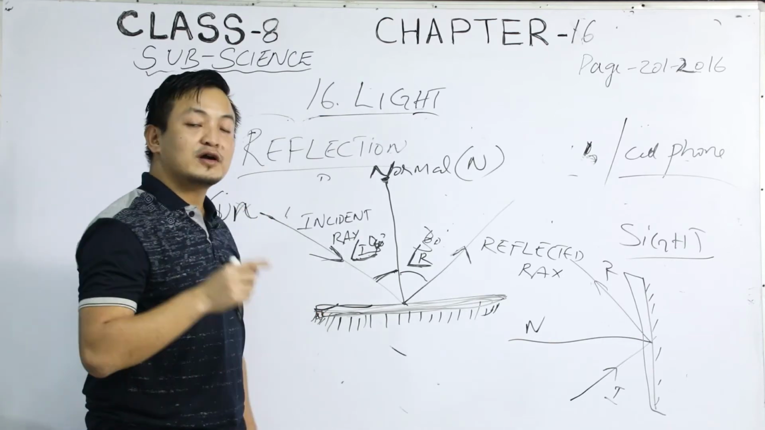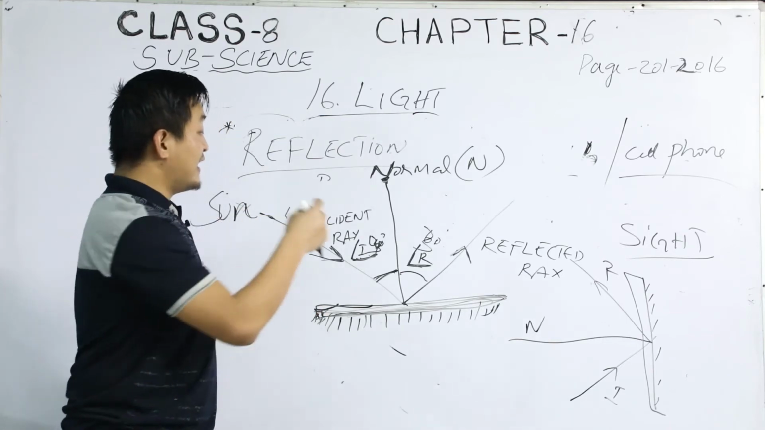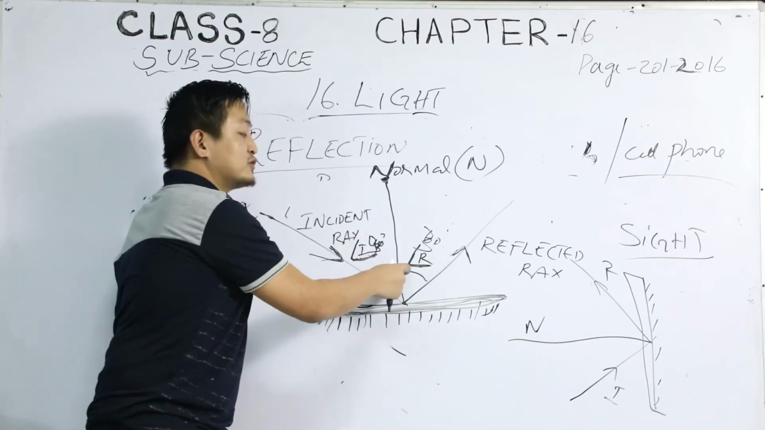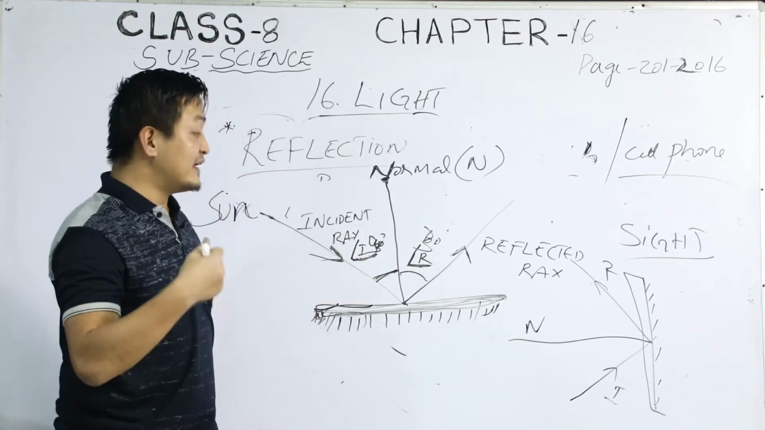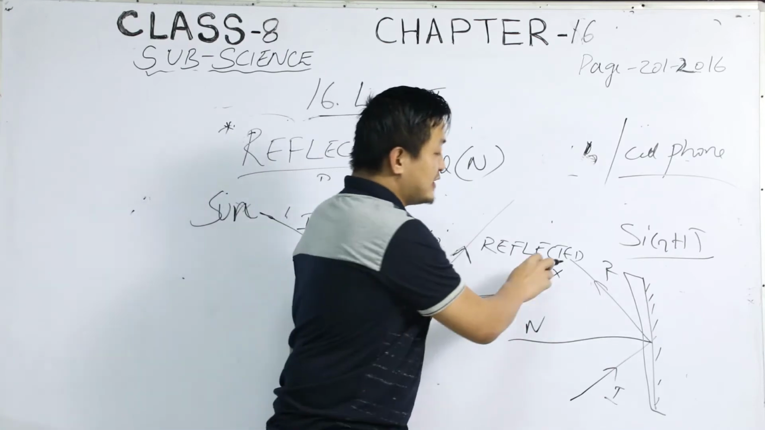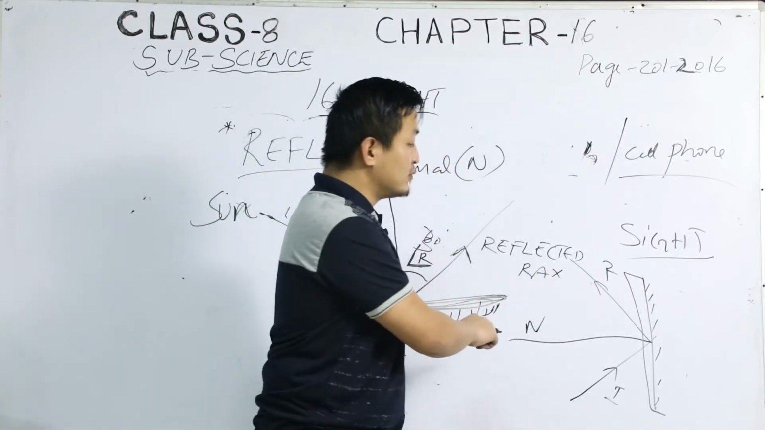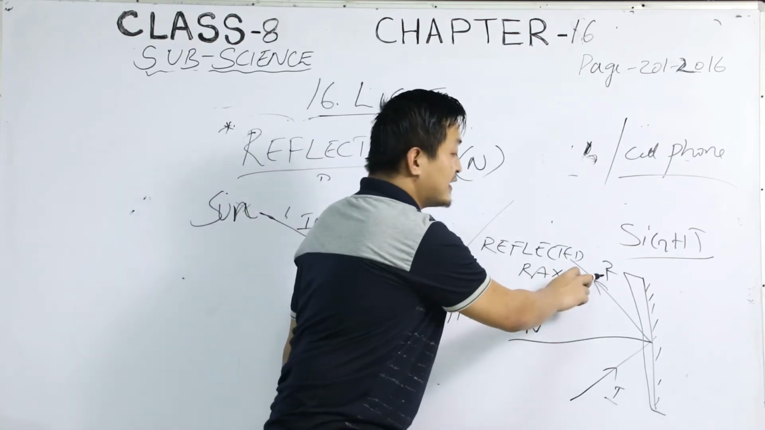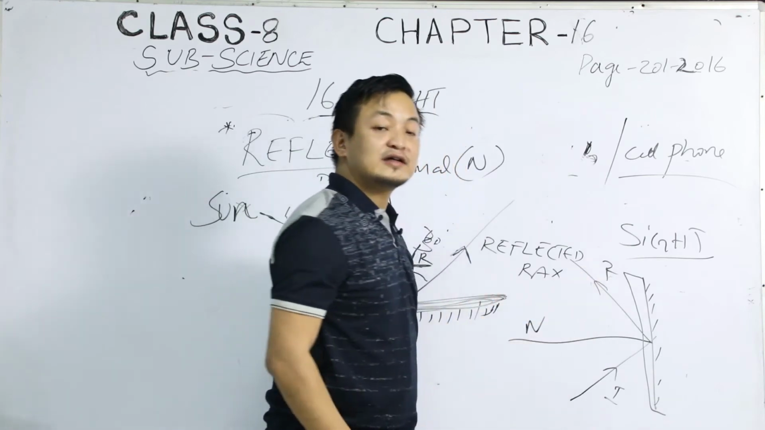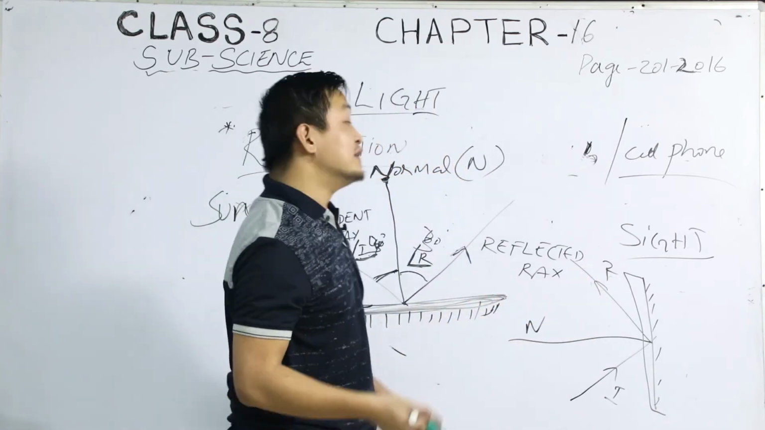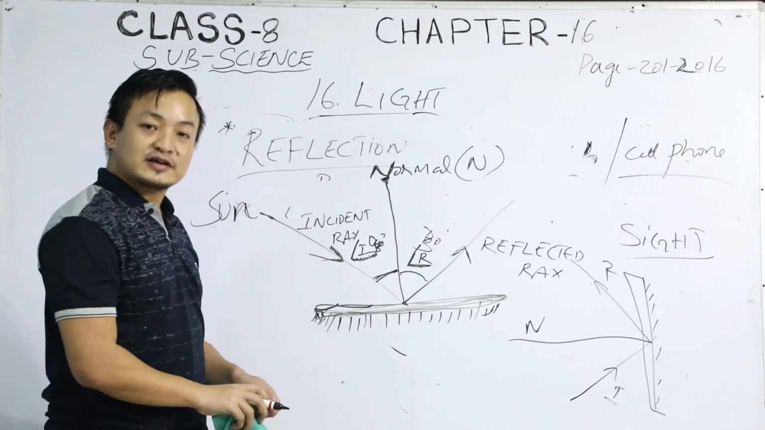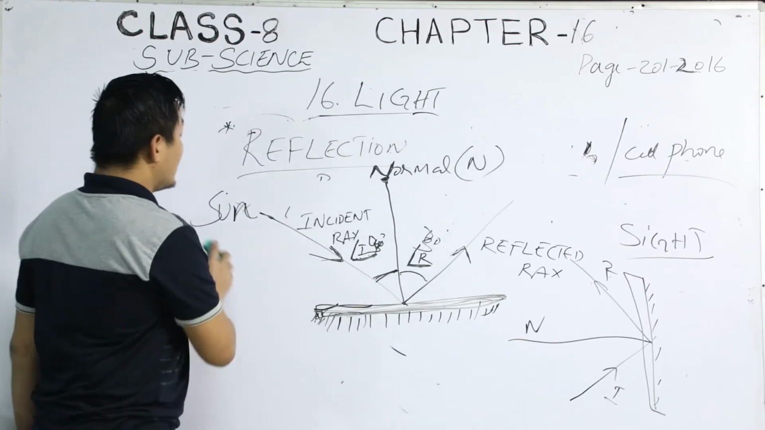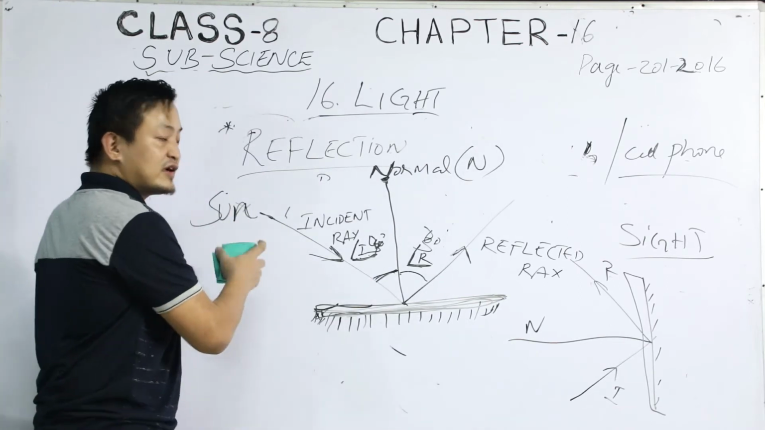So from here we are clear with the two points, right? That the angle of incidence is always equal to the angle of reflection. In the other one, the incident ray, the normal to the point of incidence, and the reflected ray all lie in the same plane. So that is the law of reflection. Okay, so now I'll write the law of reflection here.